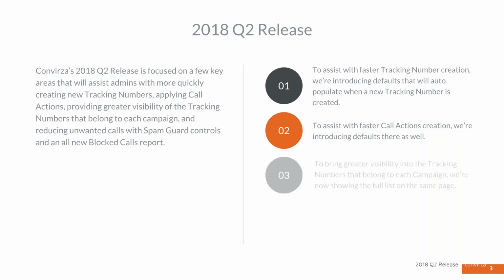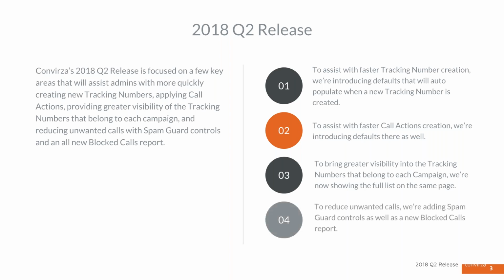Next, and I alluded to this as well, to bring greater visibility into the tracking numbers that belong to each campaign, we're now showing both the tracking numbers lists and the campaign list on the same page. And then lastly, we've brought Spam Guard to the forefront.